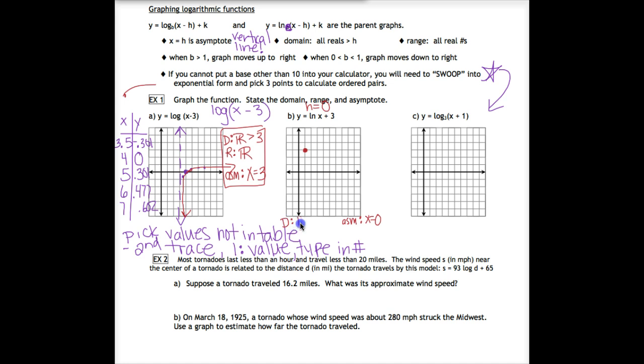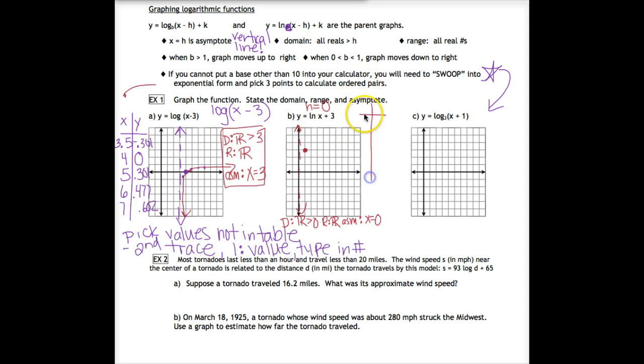So that means my domain should be all real numbers bigger than 0. My range should be all real numbers. So let's make my graph happen, and hopefully it fits into these. So if my asymptote is x equals 0, that's the same as the y-axis, so drawing that in. And then I need to make my chart.